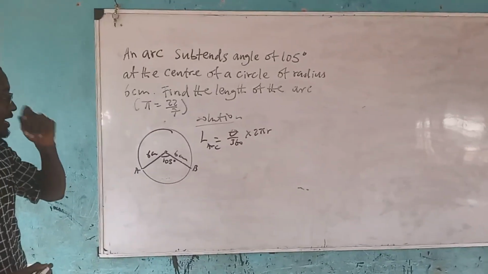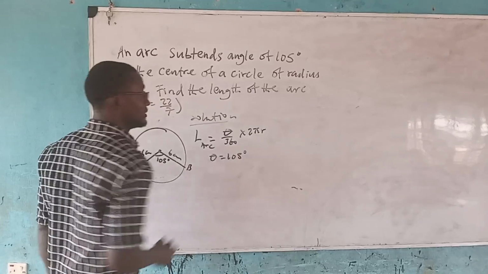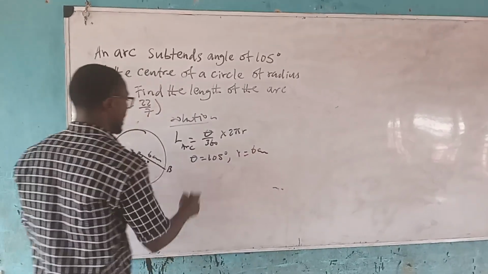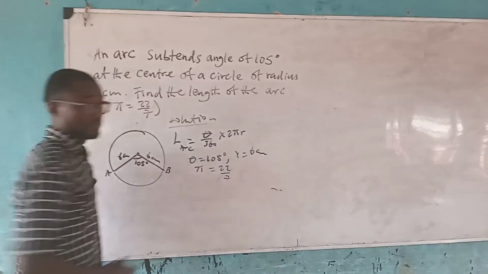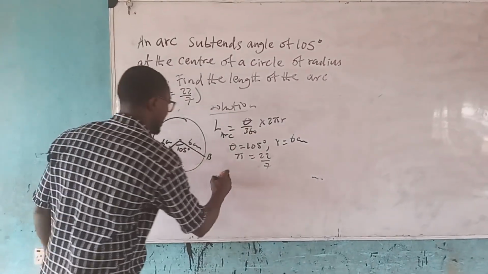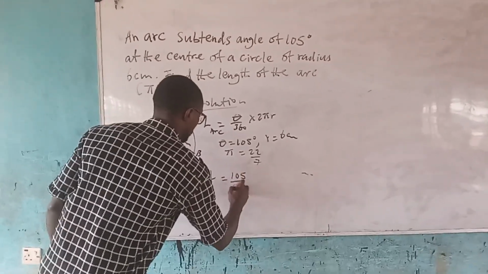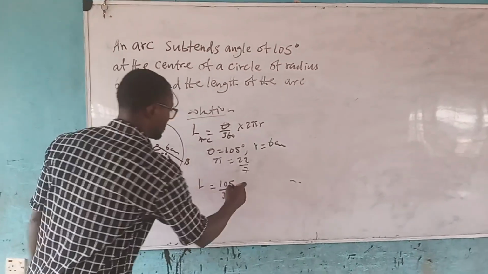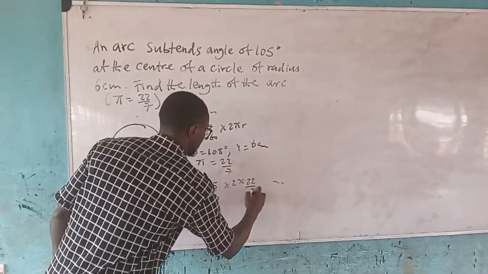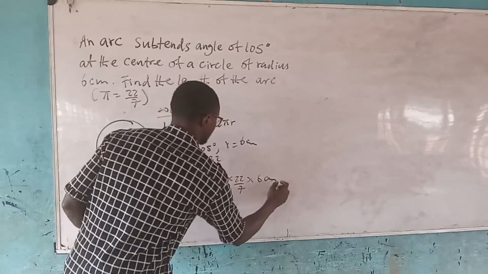So from our question now, let's write out our parameters. Our angle is 105 degrees, our radius is 6 centimeters, and we are told to take pi as 22/7. Now going back to this formula, substituting each of these parameters, I'm going to have L equal to theta, which is 105 all over 360, then multiply by 2 times our pi, which is 22/7, then our radius, 6 centimeters.